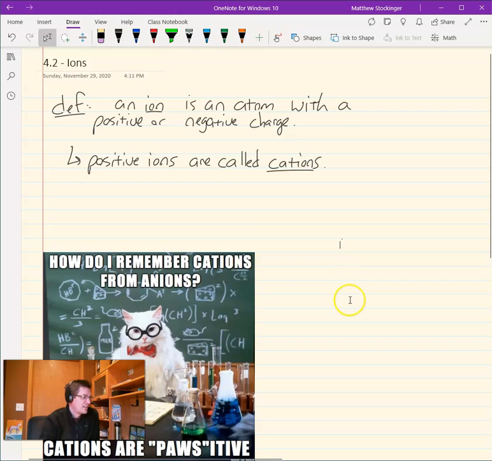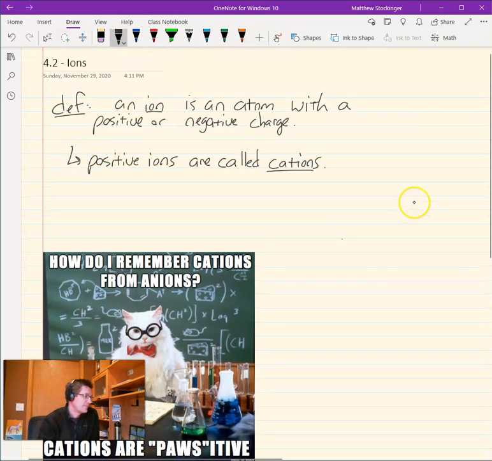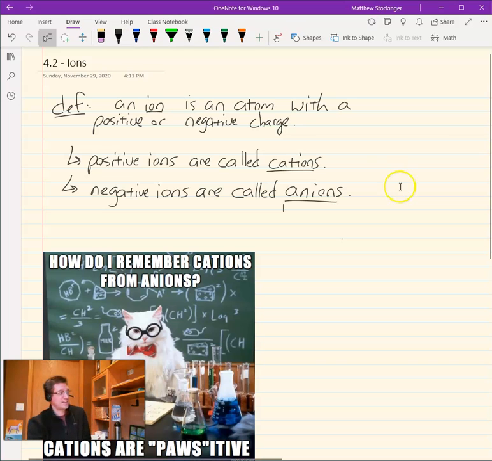And this is how I remember that. How do I remember cations from anions? Because cations are positive. It's like a cat, right? And you can probably guess from that meme that anions, that's the name of a negative ion. Oops. I'm writing the wrong one. Anions. So cations and anions, okay?